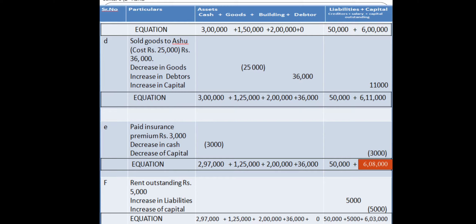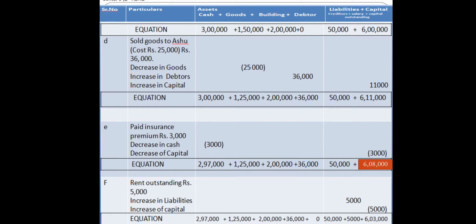Next comes paid insurance premium of 3,000. I am paying the insurance premium, so that will decrease my capital. Why? Because it's an expense, and obviously I am paying, so my cash will also decrease. So decrease in cash and decrease in capital. Ultimately the effect will be 2,97,000, 1,25,000, 2 lakhs and 36,000.